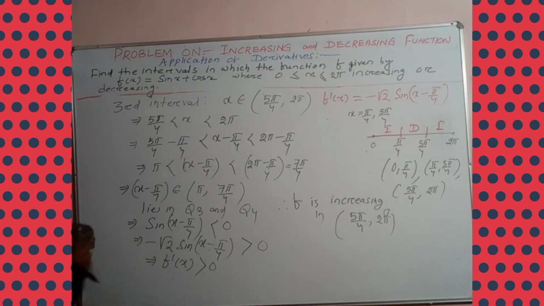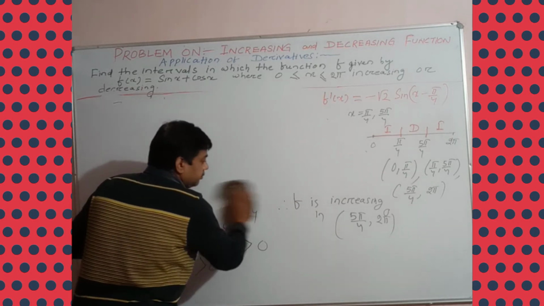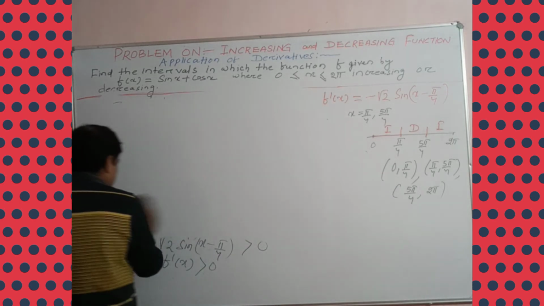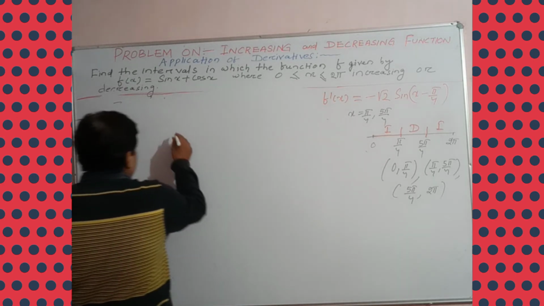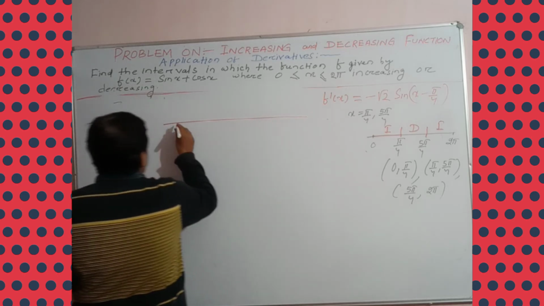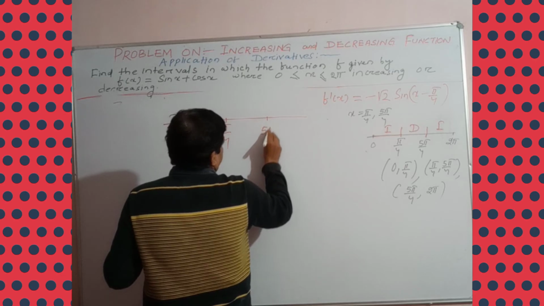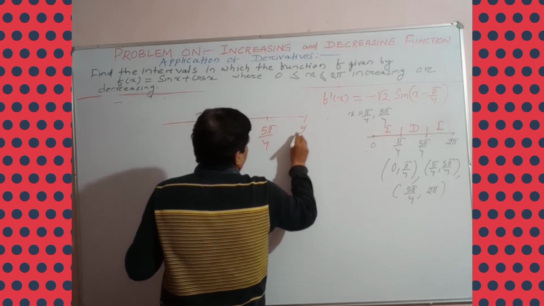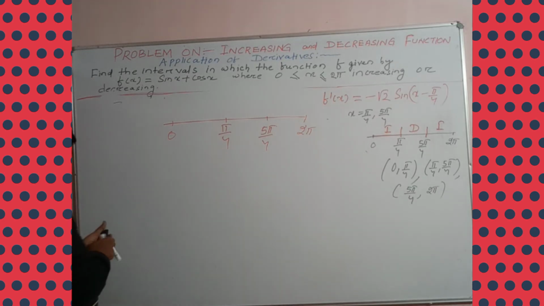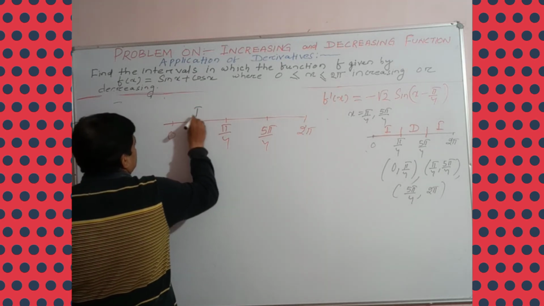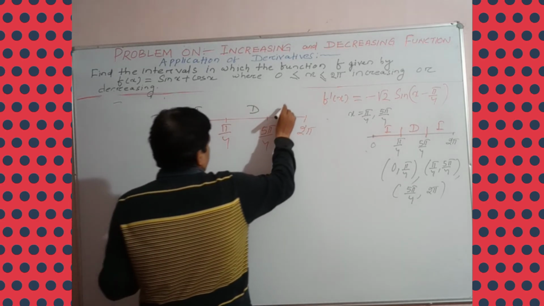Let us write our conclusion. What did we get here? You see, this is pi by 4, this is 5 pi by 4, this is 2 pi, and this is 0. So in the first interval, 0 to pi by 4, the function is increasing. In the second interval the function is decreasing. In the third interval the function is increasing.